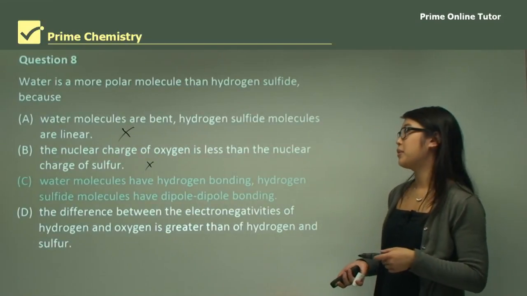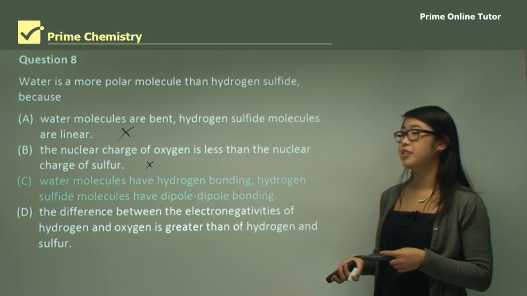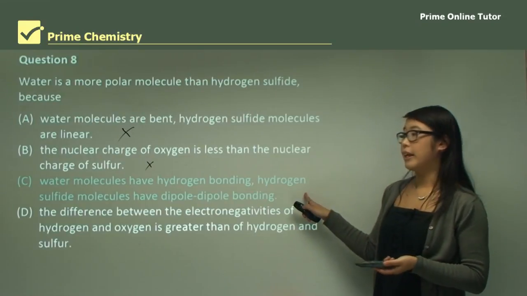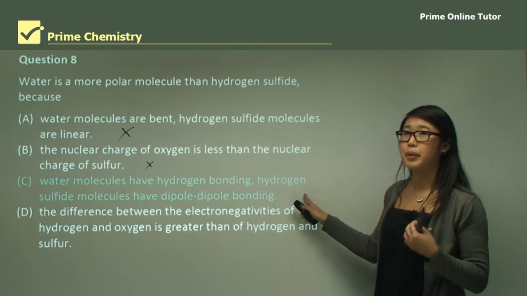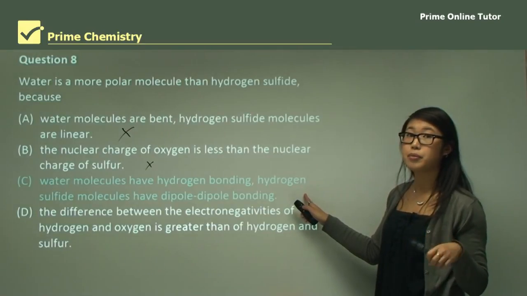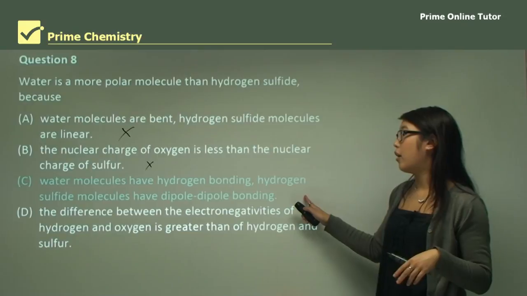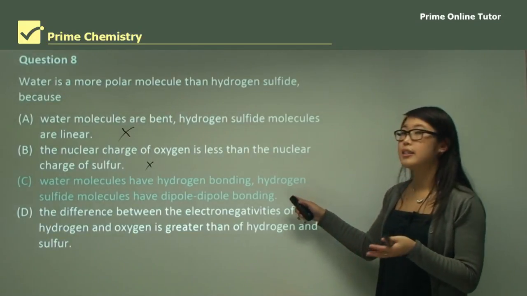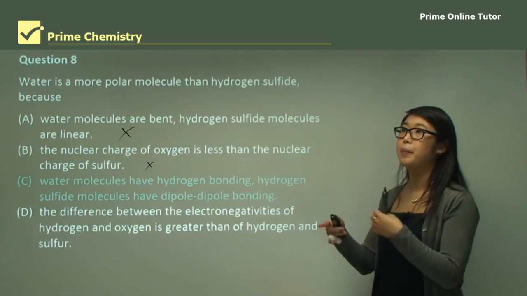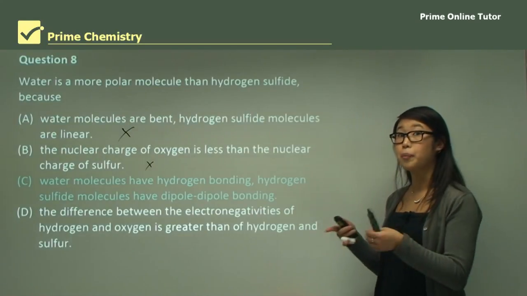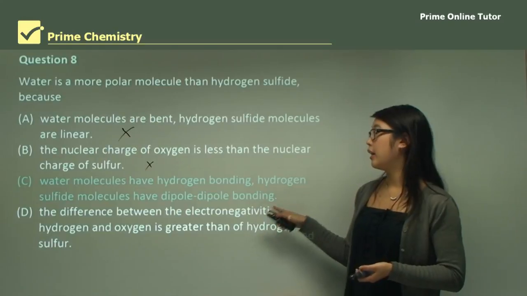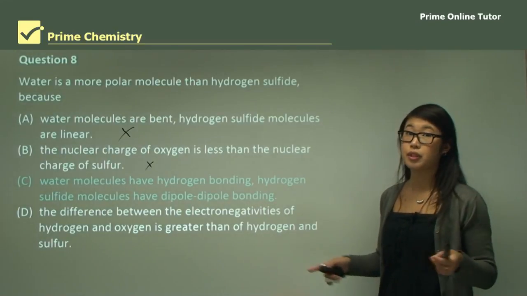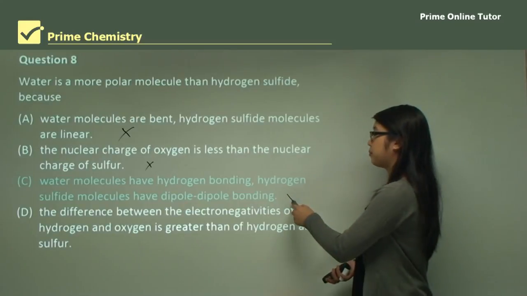C, water molecules have hydrogen bonding. Hydrogen sulfide molecules have dipole-dipole bonding. Well, it's not the case because we know hydrogen bonding is between a really electronegative small atom, so nitrogen, fluorine, oxygen, and they're bound to a hydrogen. And then this dipole can then bind to a lone pair of electrons. And we know that in water, there's 2 sets of lone pairs, and in hydrogen sulfide, there's also 2 sets of lone pairs. So it's not this one.